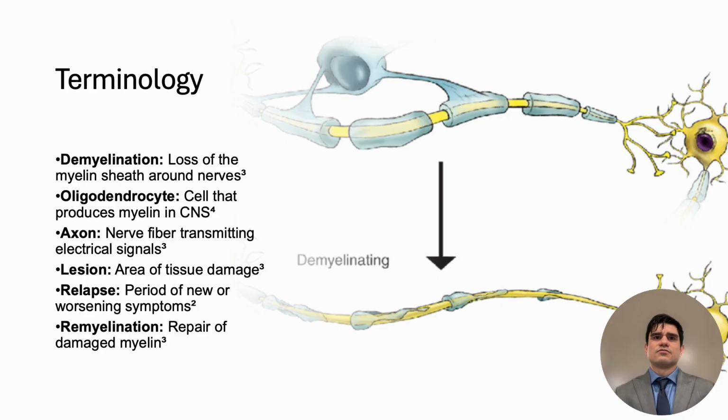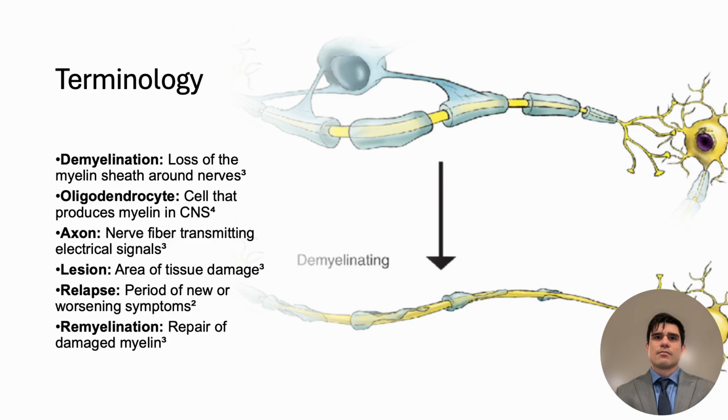So before we dive deeper, here are some key terms you need to know. Demyelination refers to the loss of myelin sheath around nerves. Oligodendrocytes are the cells that produce myelin in the CNS. Axons are nerve fibers that transmit electrical signals. A lesion is an area of tissue damage. A relapse is a period when symptoms worsen or new symptoms appear. Remyelination is the repair process of damaged myelin.